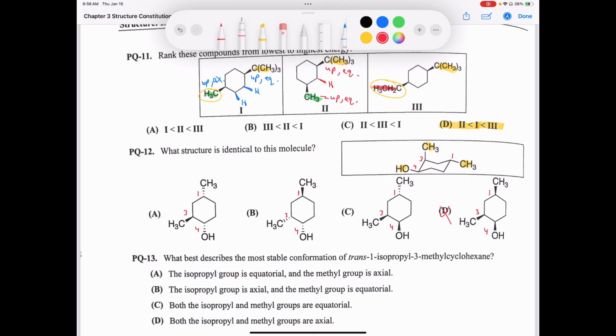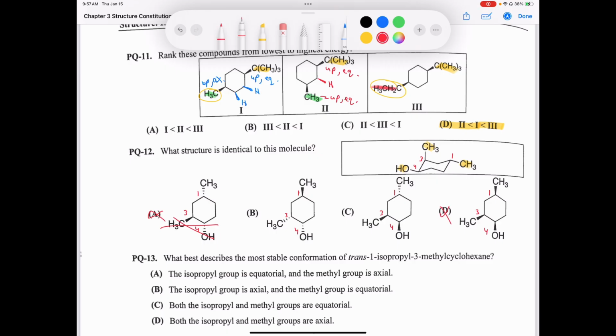Then if we look at the methyl and the hydroxyl group at carbons 3 and 4, respectively, those are cis to each other. And so we can scratch off A because they're trans to each other here. So we can get rid of that. So then, is it B or is it C?